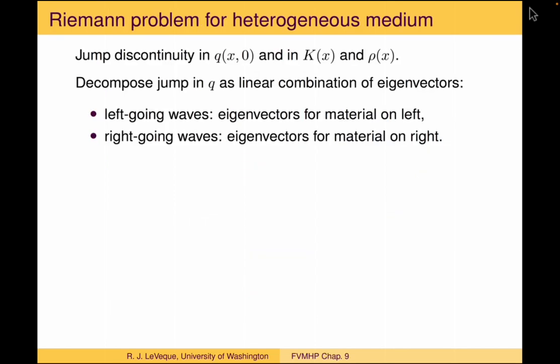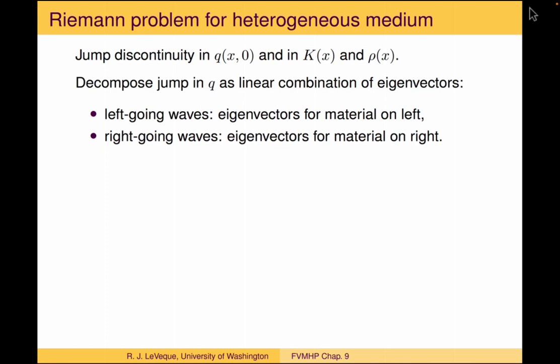So the Riemann problem for the heterogeneous medium will assume that k of x and rho of x, our material parameters, are piecewise constant, and that they have a jump in their values at x equals 0, the same place where we have a jump in q in our Riemann data. And then to solve the Riemann problem, we can think of it as simply taking that jump in q and writing it as a linear combination of two eigenvectors as usual.